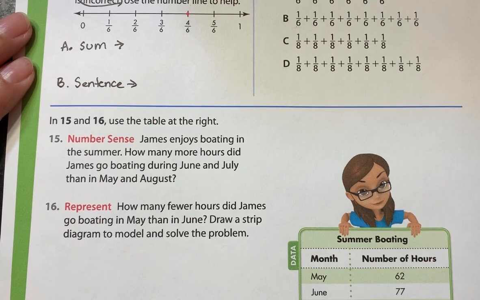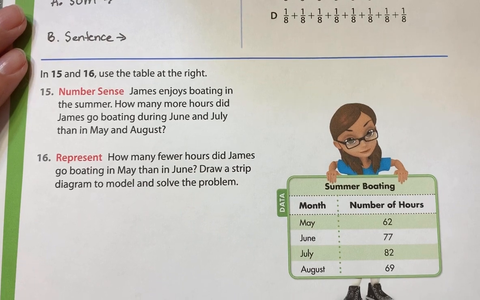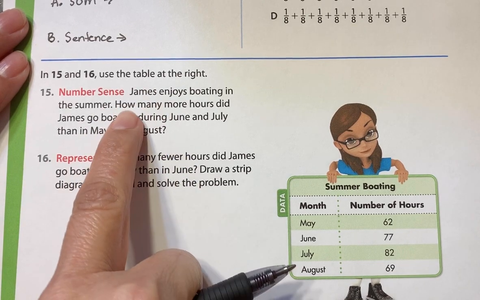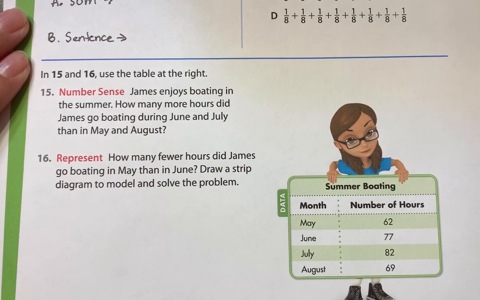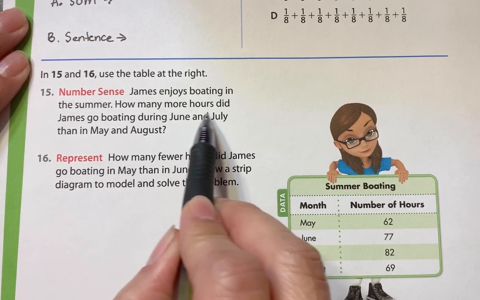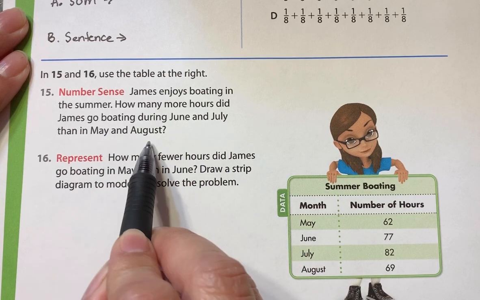Now, for number 15, you're going to use this chart right here. And it says here, use the table on the right. So for both of these problems, you need to make sure that you use this table to figure out your answer. And I want to read carefully. I want to read with you the question here. And you're going to see that there's some words that you've already studied this year. It says, James enjoys boating in the summer. How many more hours did James go boating during June and July than in May and August?